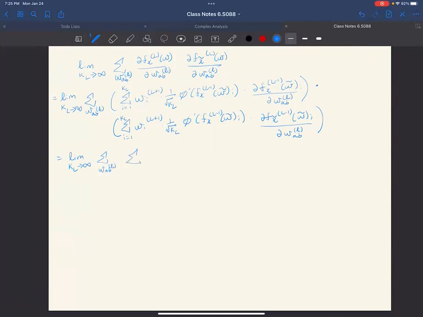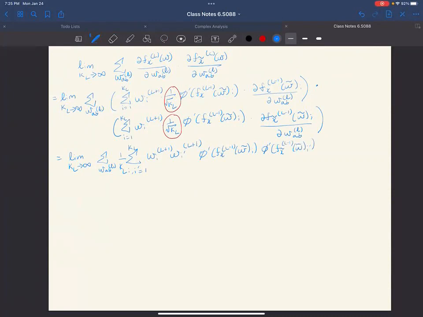W_ABL. I'm writing it as a sum over i and i prime, both of these varying from 1 to K_L. Now I'll have a W_i at L plus 1, W_i prime at L plus 1. I have a 1 over root K_L and a 1 over root K_L here. These are going to come out of my computation and form a 1 over K_L outside. Then I'll have a phi prime of f_x at L minus 1 at W tilde_i, phi prime of f_x tilde at L minus 1, W tilde_i prime.